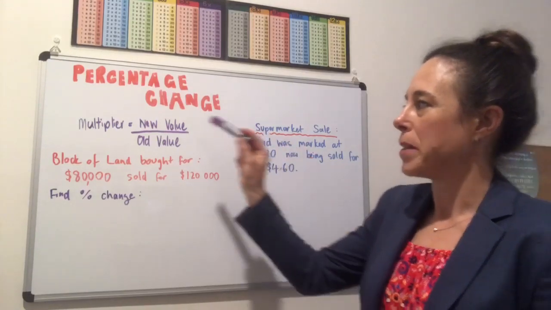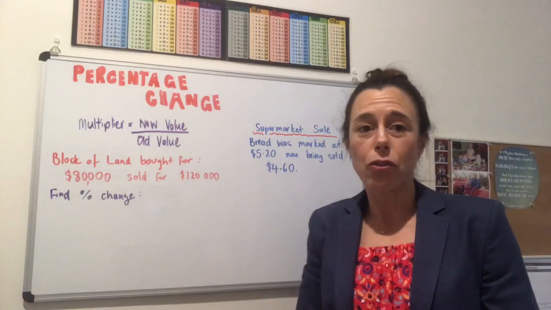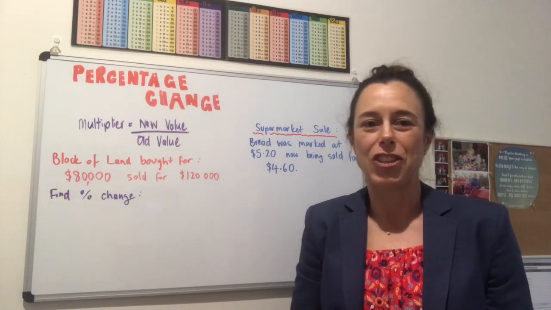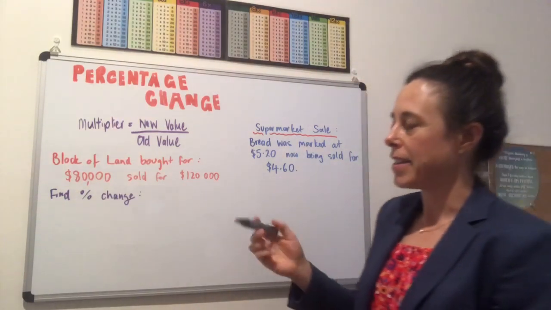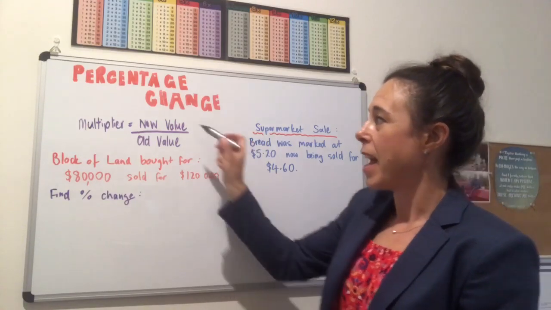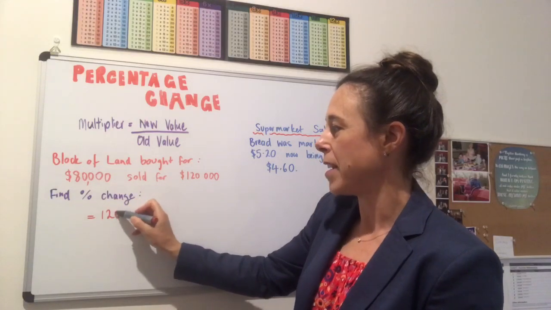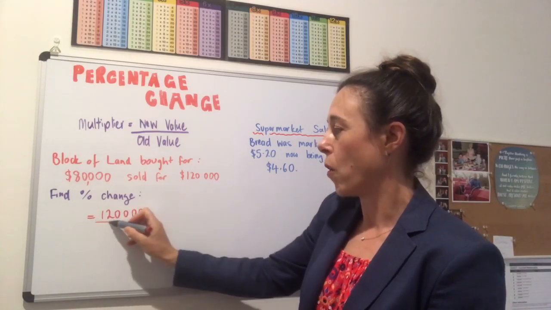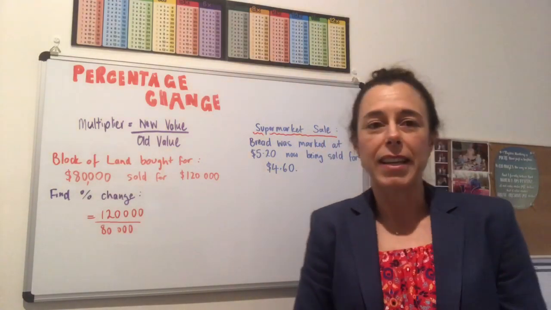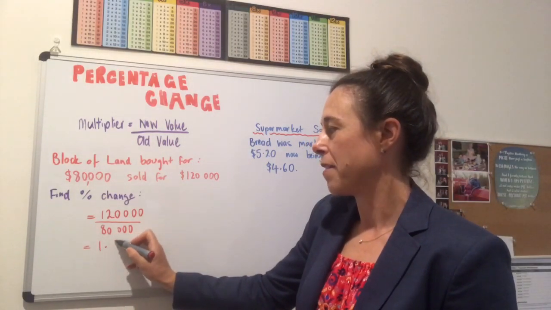So whenever we're looking at percentage change, we are putting the new value over the old value and then we're going to times by 100 to see what the new percentage is. So if we've got a block of land and we started at 80,000 and we're selling for 120, our new value equals 120 and our old value was 80,000. So when we do 120 divided by 80 thousand, we end up with 1.5.